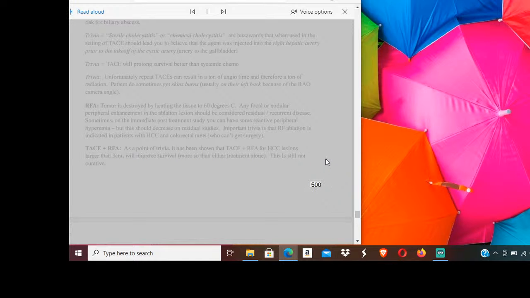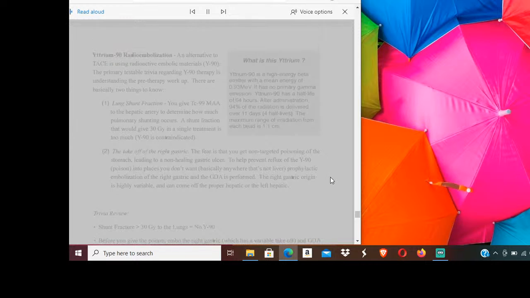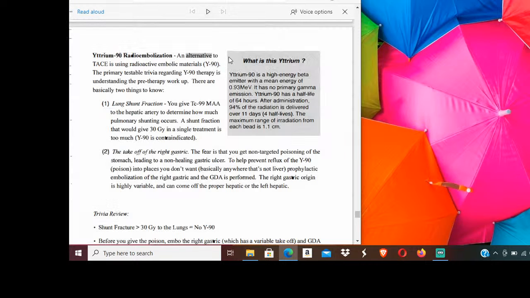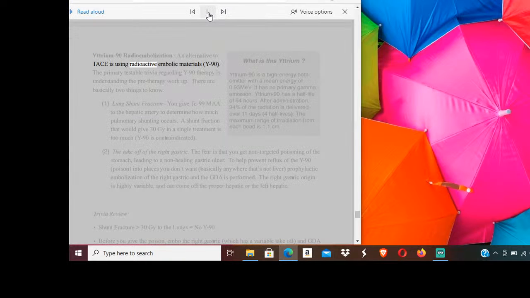500. Yttrium-90 radioembolization. An alternative to TACE is using radioactive embolic materials, Y90. The primary testable trivia regarding Y90 therapy is understanding the pre-therapy workup. There are basically two things to know.